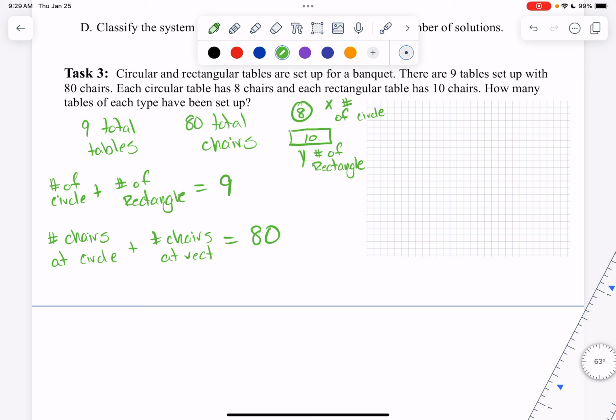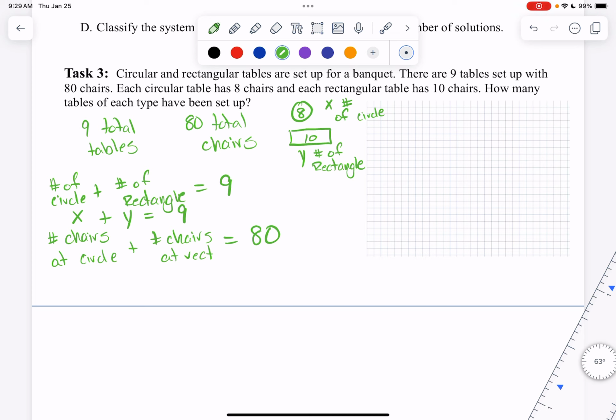Okay, so now let's go ahead. Do you see how this is a two equation problem? We decided that X is the number of circle tables. So the number of circle tables, X, plus the number of rectangle tables, Y, has to equal 9. X plus Y has to equal 9.